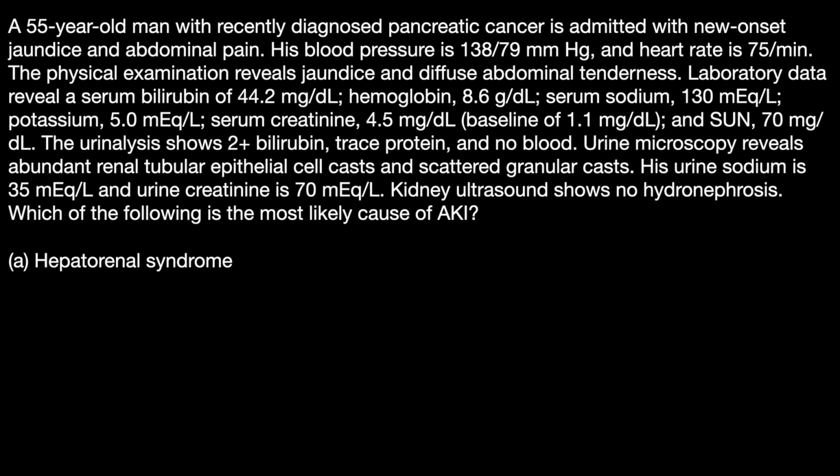Urine microscopy reveals abundant renal tubular epithelial cell casts and scattered granular casts. His urine sodium is 35 and the creatinine is 70. The kidney ultrasound shows no hydronephrosis. What is the most likely cause of AKI over here?